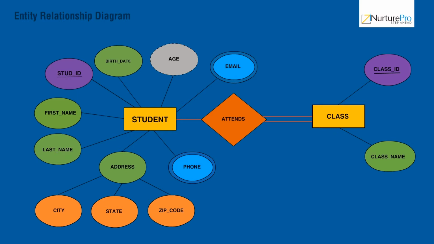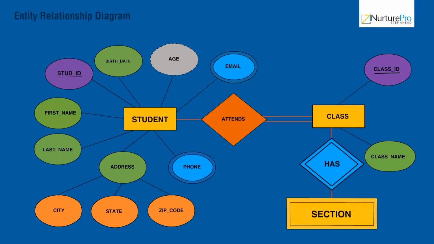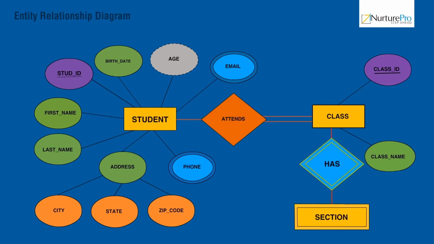Continuing with our example, a class can have any number of sections, which means that the entity section entirely depends on the entity class. Also, the relationship type has that exists here is called identifying relationship, which is represented using the symbol double diamond. An identifying relationship is a relationship between the strong entity and weak entity. In our example, class is the strong entity type and section is the weak entity type.